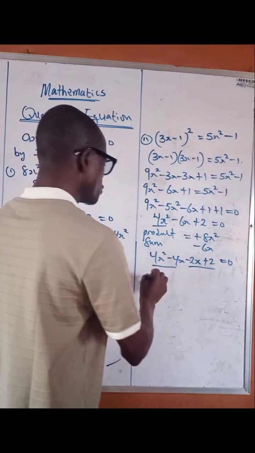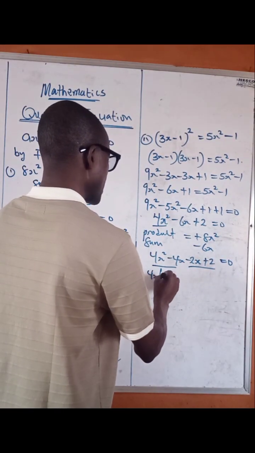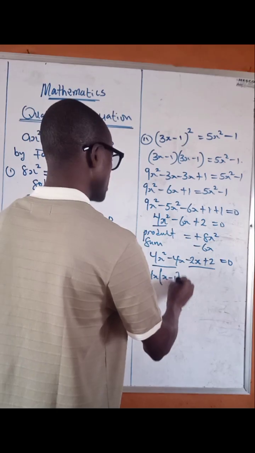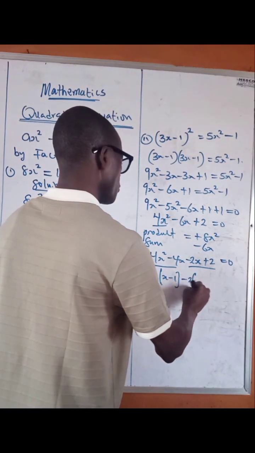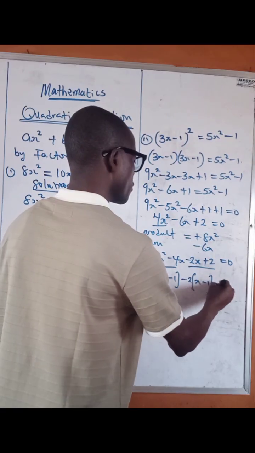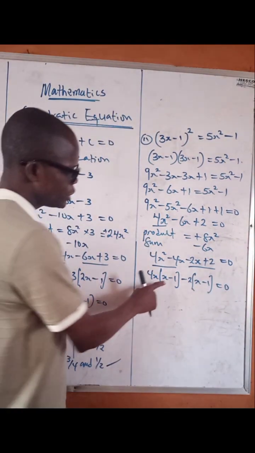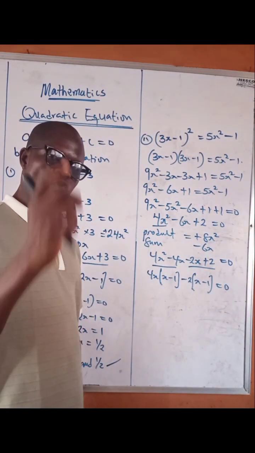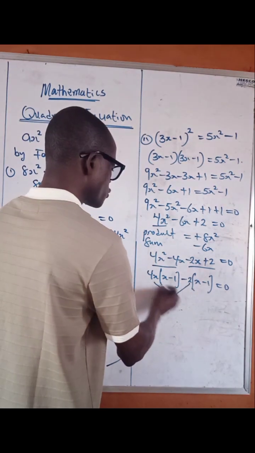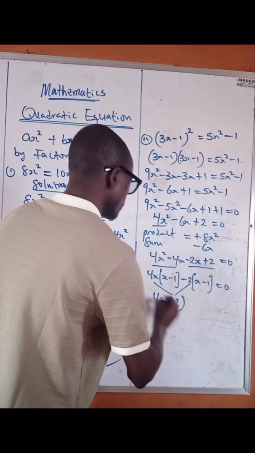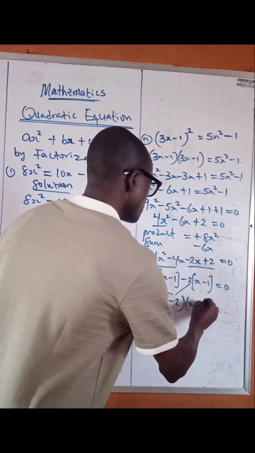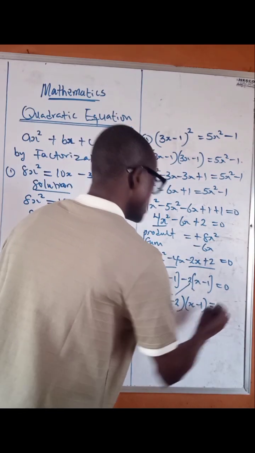Now from here, the next thing is to pair them. Now what is common to the first pair? We have 4x. We are now left with x minus 1. Here as well, what is common is minus 2. We are left with x minus 1 equal to 0. Don't forget, the 2 inside the bracket are the same. You pick it as 1, while you bring the 2 outside together. 4x minus 2 into x minus 1 equal to 0.